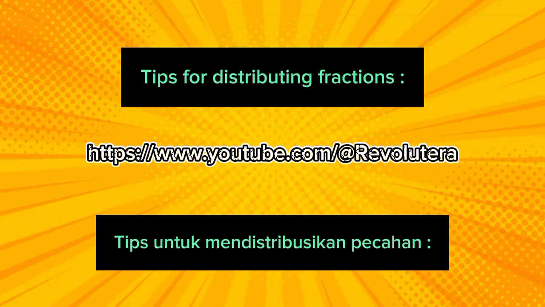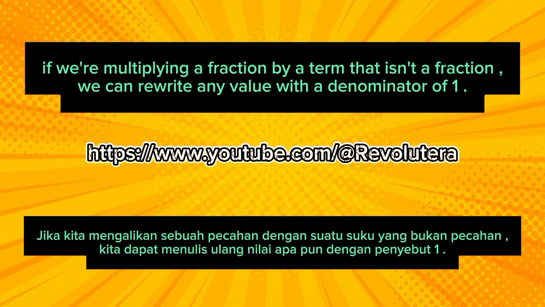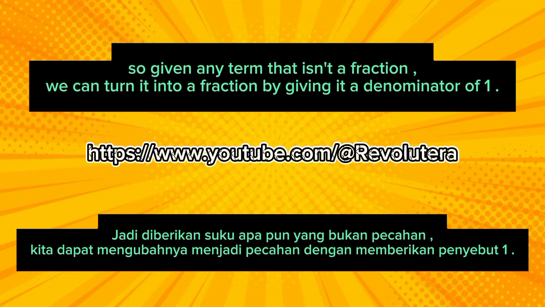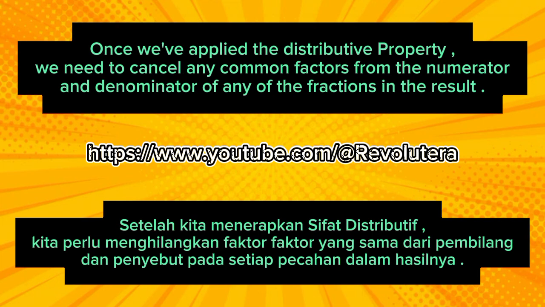Tips for distributing fractions. If we're multiplying a fraction by a term that isn't a fraction, we can rewrite any value with a denominator of 1. So given any term that isn't a fraction, we can turn it into a fraction by giving it a denominator of 1. Once we've applied the distributive property, we need to cancel any common factors from the numerator and denominator of any of the fractions in the result.